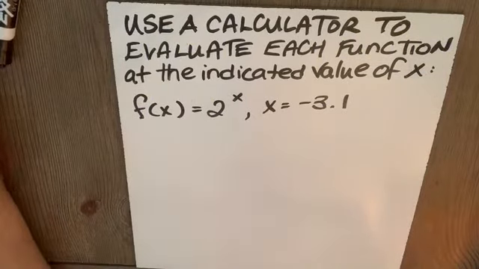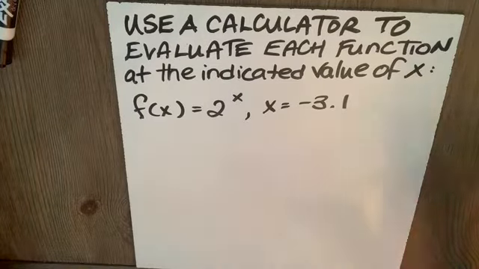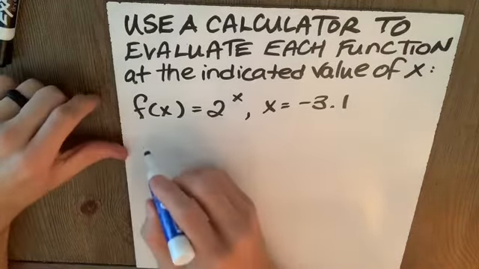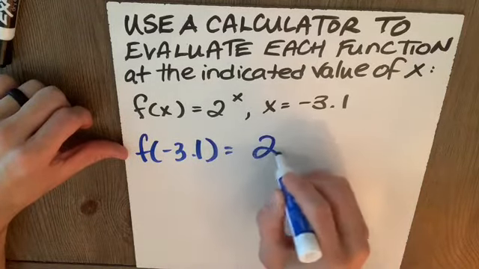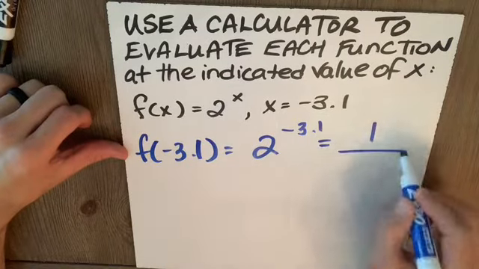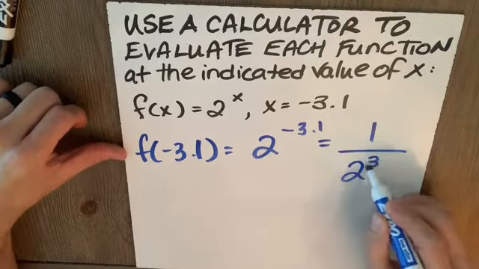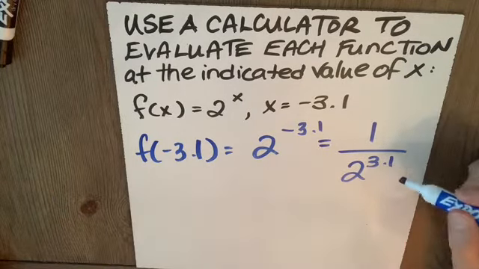It says, use a calculator now to evaluate each function at the indicated value of x. F of x equals 2 to the x, where x is negative 3.1. So f of negative 3.1 will be 2 to the negative 3.1, which of course is the equivalent of 1 over 2 to the 3.1. Well, I know 2 to the third is 8, so this is close to 1/8.